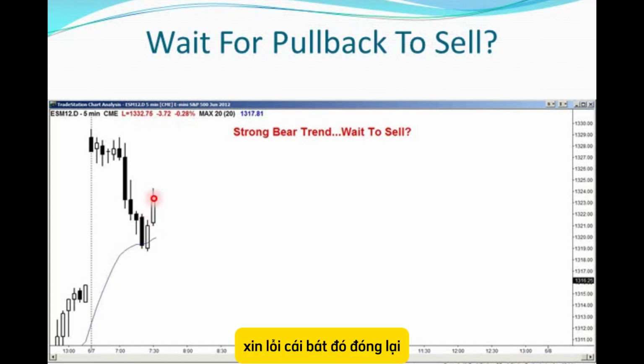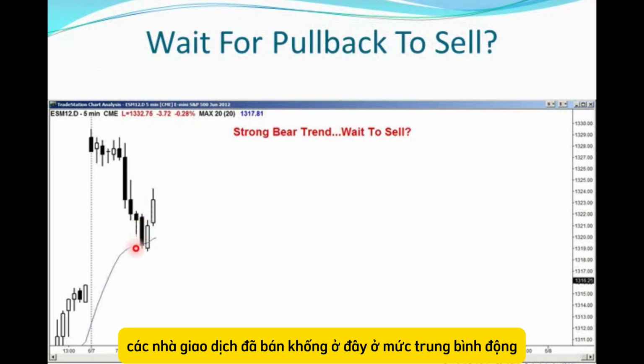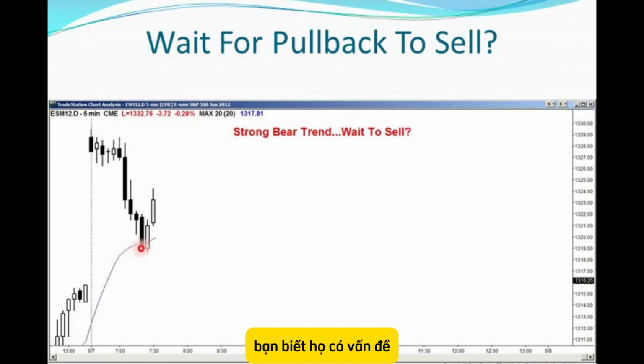That bull close. Traders who shorted down here at the moving average, they have a problem. Experienced traders might not have shorted a close at support, the moving average, but if they did, they probably traded small enough so that they can add on higher and still rely on their initial stop.